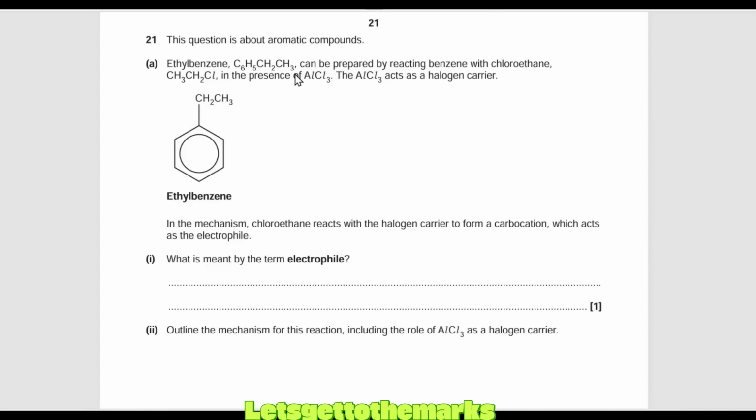Okay, let's get into this one. This one's a question about aromatic compounds, that's compounds containing a benzene ring. Why don't you read through the question, pause the video, have a go at each stage, and then unpause and watch the explanation for each stage of this question. All right, let's get into it.